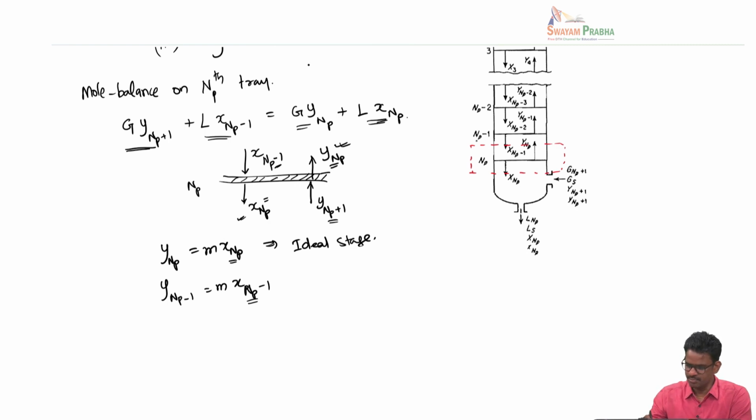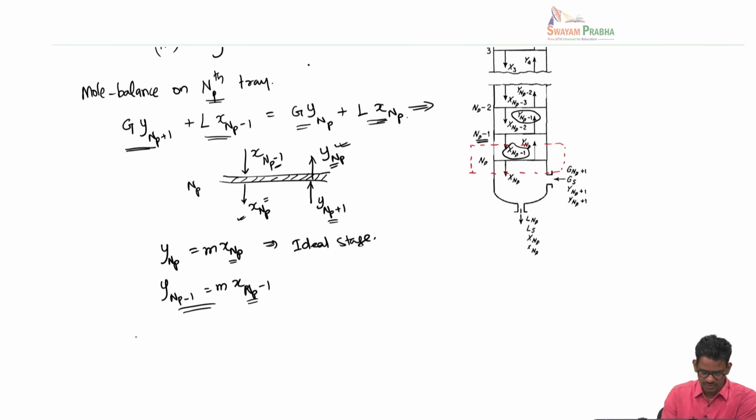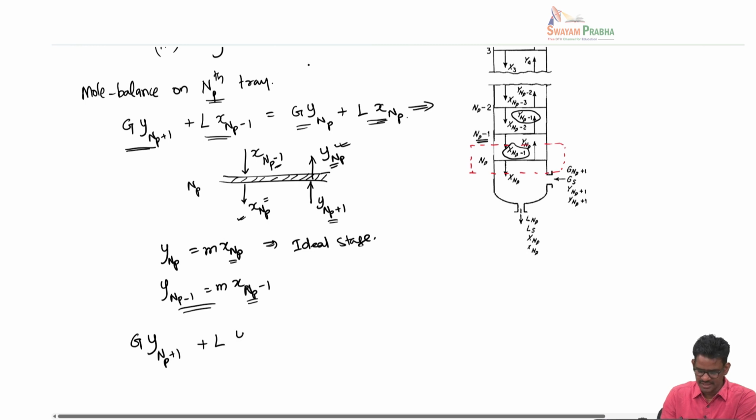So if I look at this NP minus 1 tray, you can see that this X NP minus 1 and this Y NP minus 1 are at equilibrium. So I can relate them through this equilibrium relationship. Therefore, in this particular mass balance at the NPth tray, I can replace both the liquid phase compositions using gas phase composition because I know that they are in equilibrium. So this gives me G times YNP plus 1 plus L times YNP minus 1 by M, that is equal to G times YNP plus L times YNP by M.